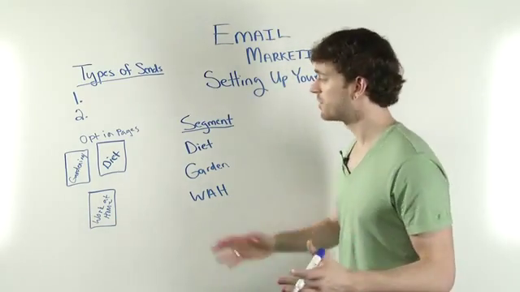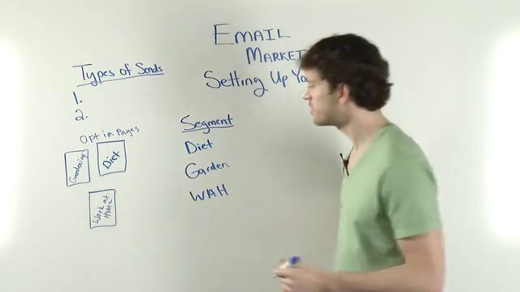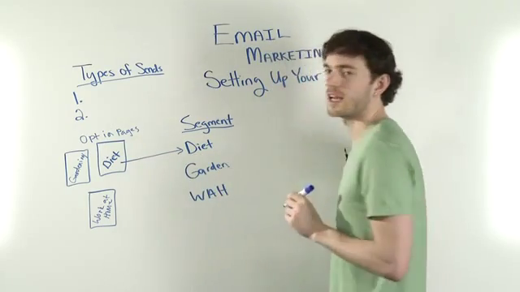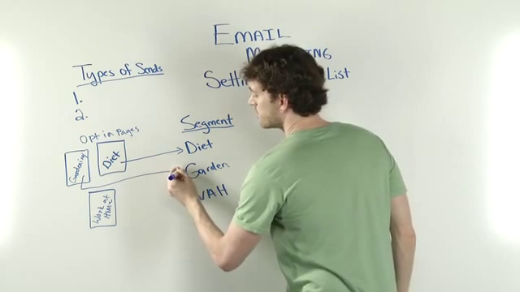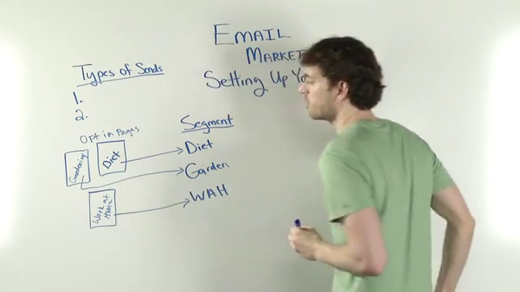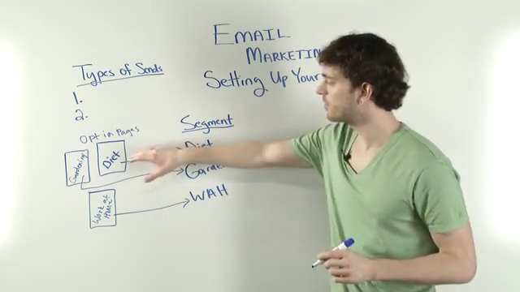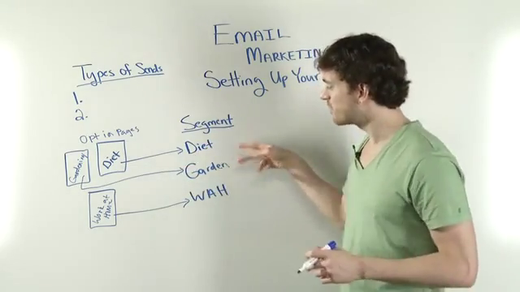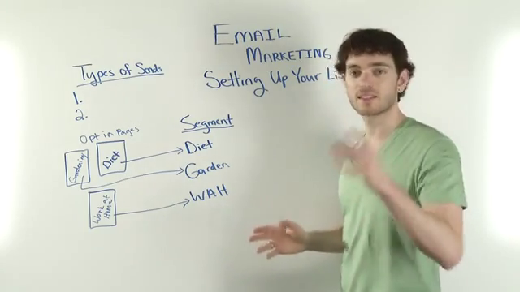Here's what we do. We would simply tell our opt-in pages, anytime somebody opts in on the diet page, just go ahead and deposit them right into the dieting list. Anytime somebody opts in on the gardening page, just put them in the gardening list, and the work at home page, put them in the work at home list. So the people are going into a list inside of your account that's segmented to whatever it is that they were interested in. Okay, that's step number 1.